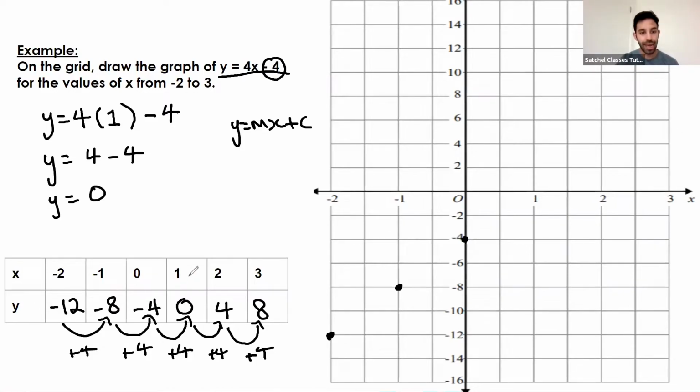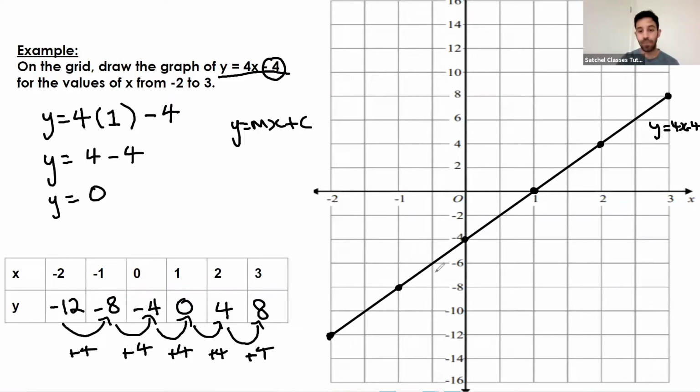And then when x is 1, y is 0. And when x is 2, y is 4. And when x is 3, y is 8. We've plotted the points for the values between minus 2 to 3, and now all we need to do is draw a line through these coordinates. So use a ruler, and this is what your line will look like. And that's the equation of the line y is equal to 4x minus 4.